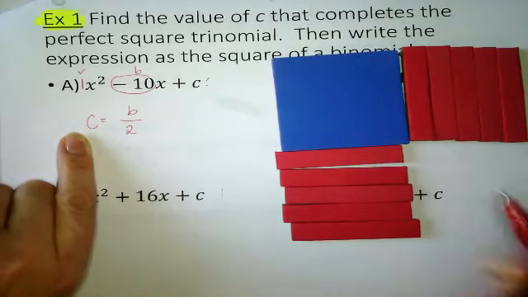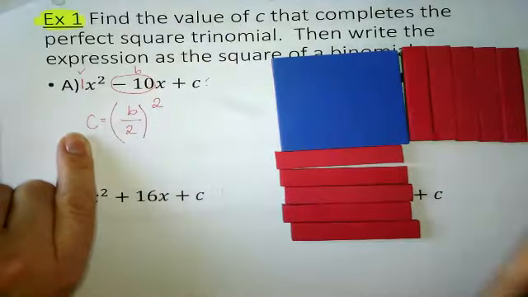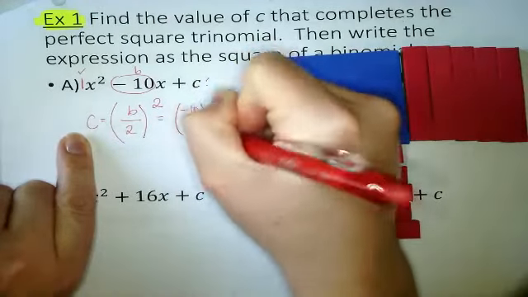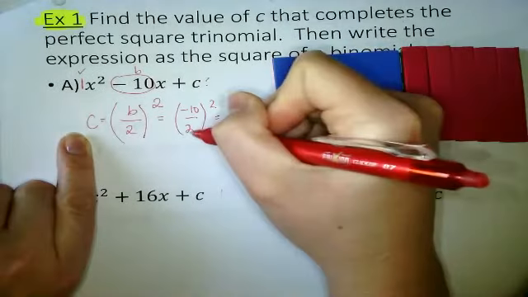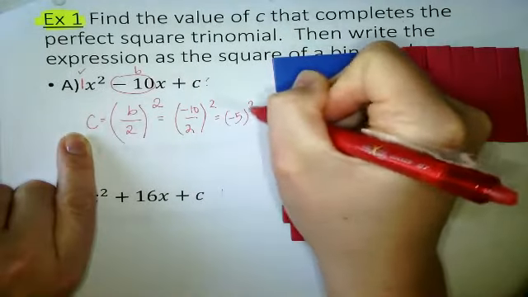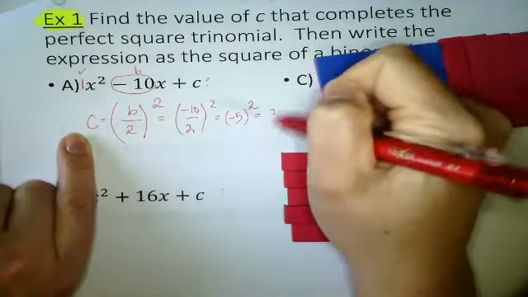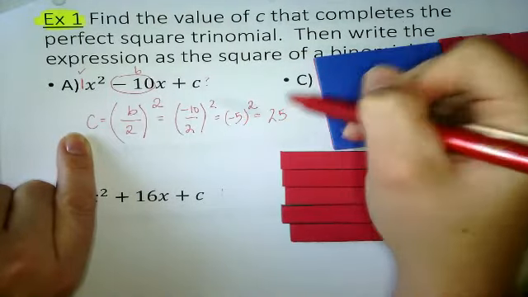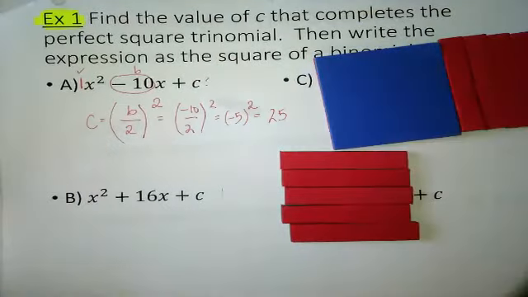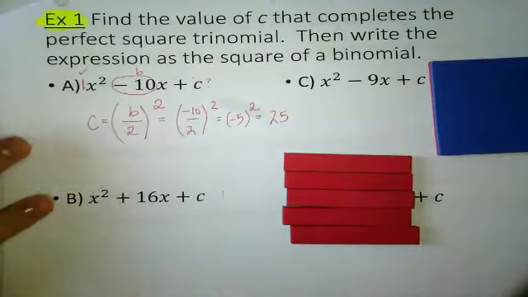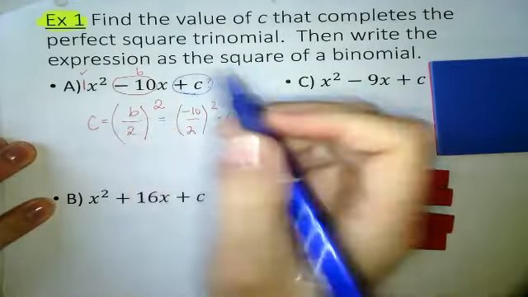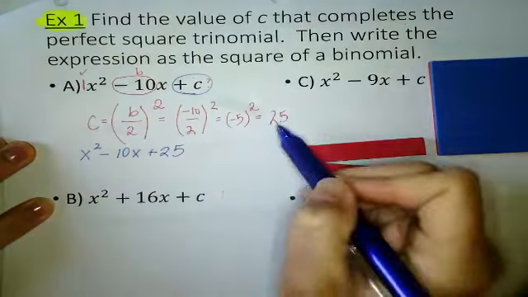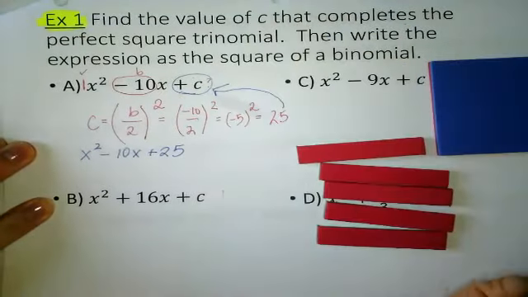It's a square. So we're going to take that value and square it. In this case, it's going to be negative 10 divided by 2, and we square that result. Negative 10 divided by 2 is negative 5, and negative 5 quantity squared is 25. That's negative 5 times negative 5 gives me a positive result. This c value should always be positive. So I can fill this in now. I know it's x squared minus 10x plus 25. So that's what that c value is.